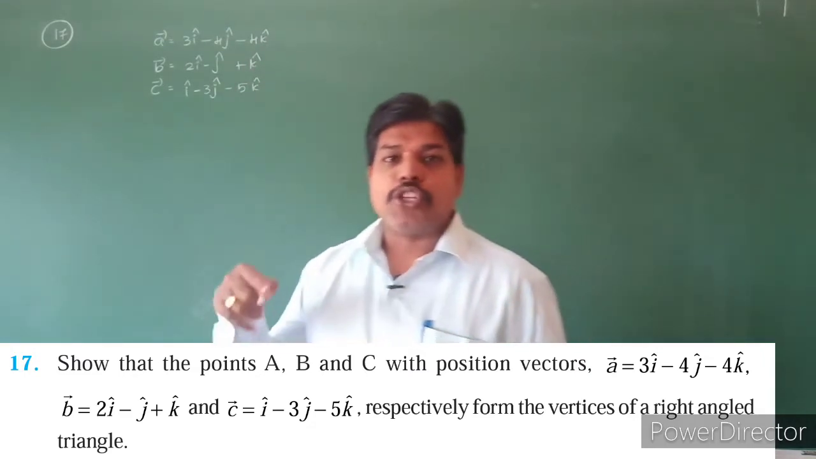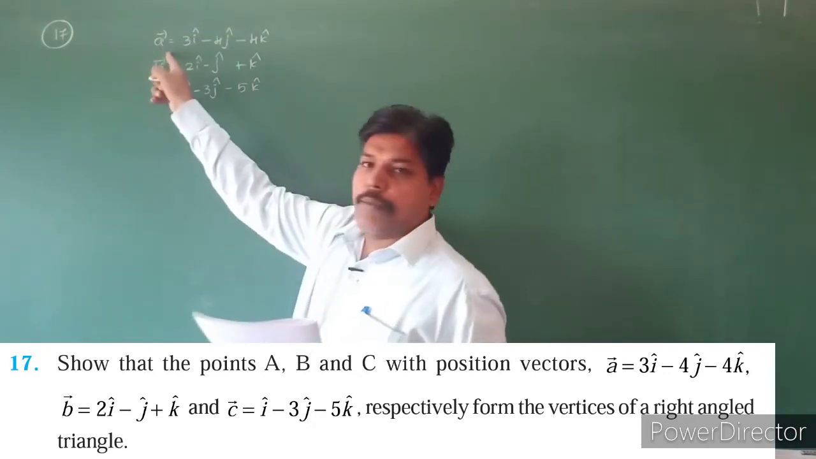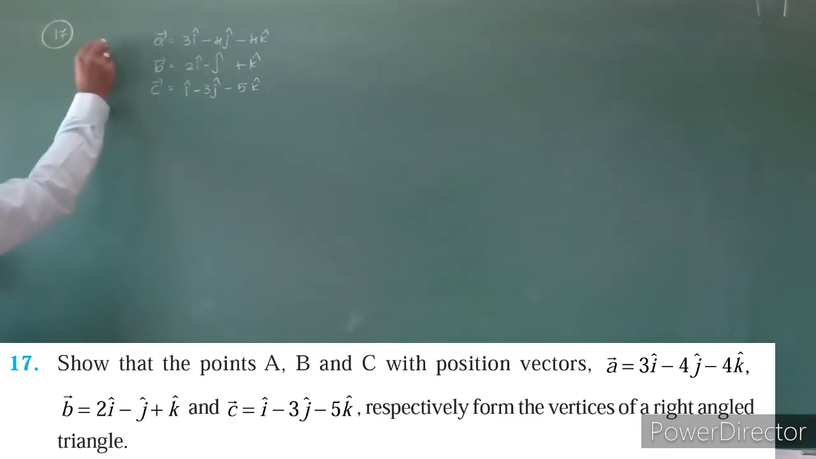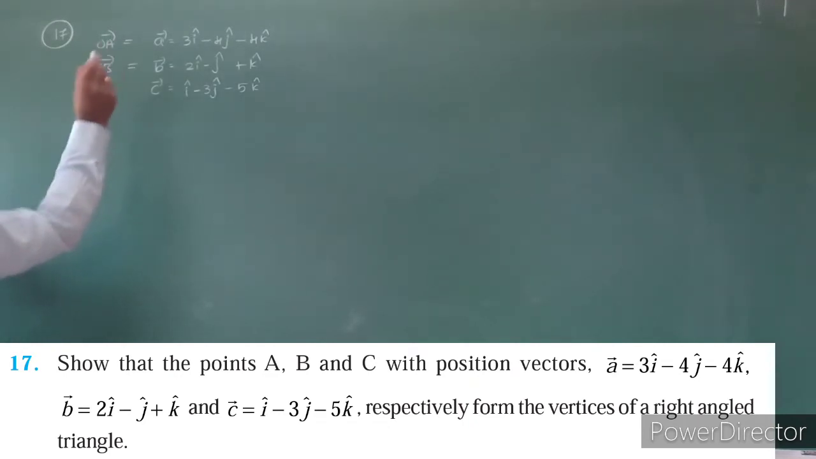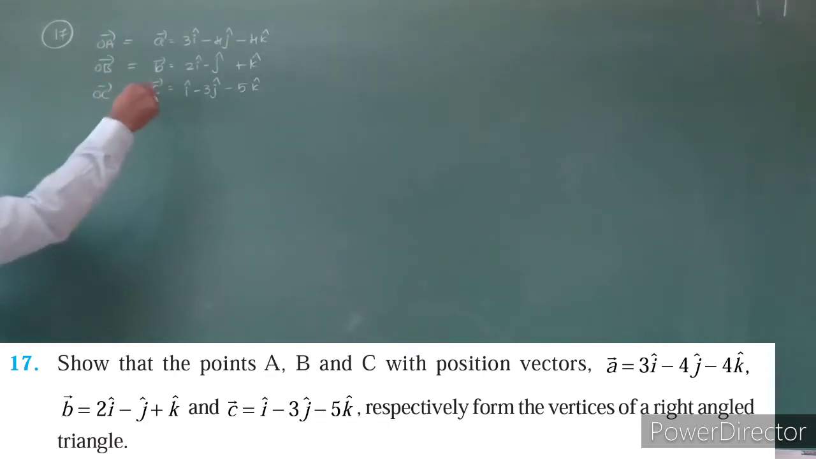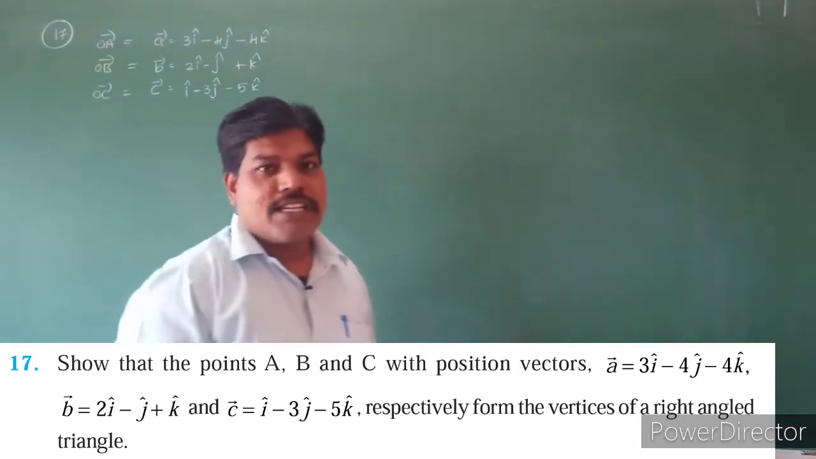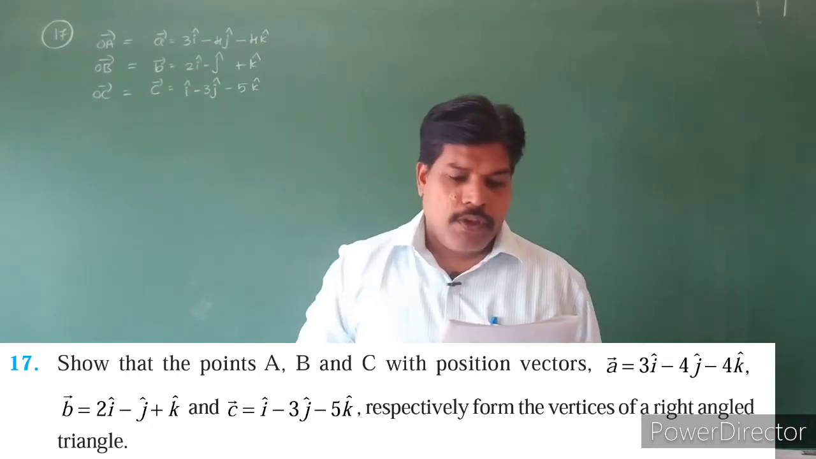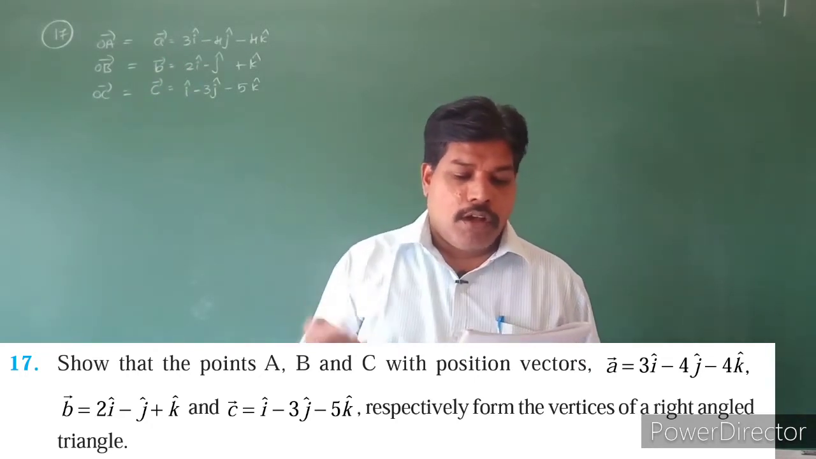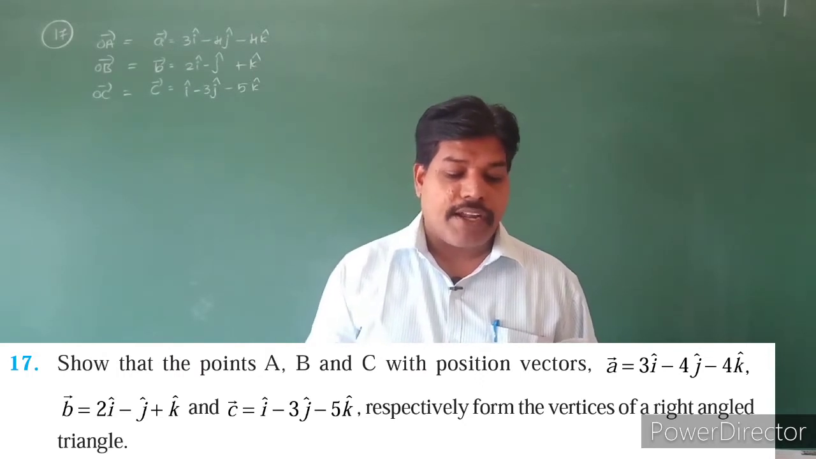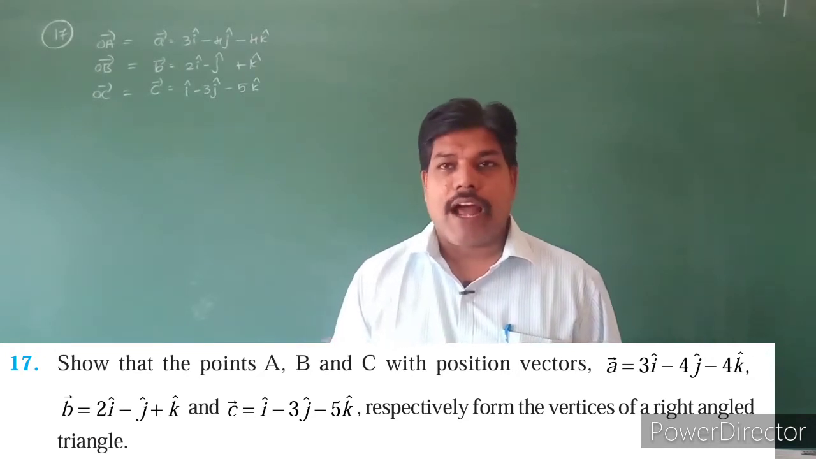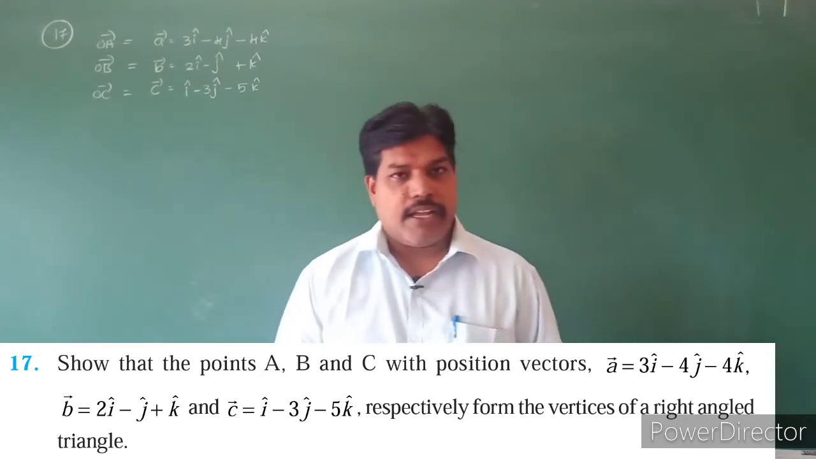The position vector of A means OA bar is A bar, OB bar is B bar, OC bar is C bar. The position vectors of A, B, C are A bar, B bar, C bar, that is OA bar, OB bar, OC bar are given. The question is, respectively, form the vertices of a right angle triangle. We have to show that it forms a right angle triangle.